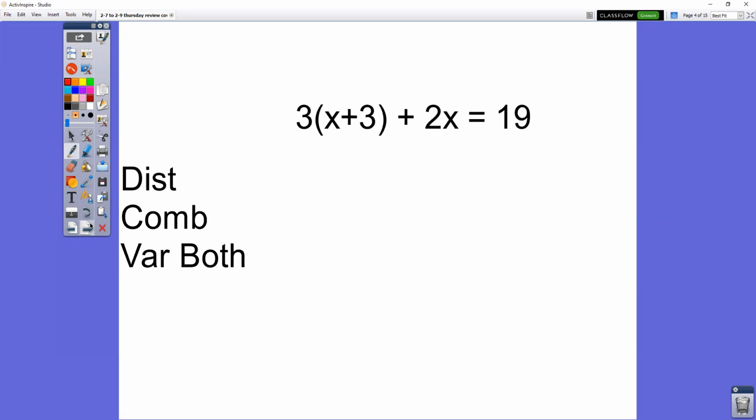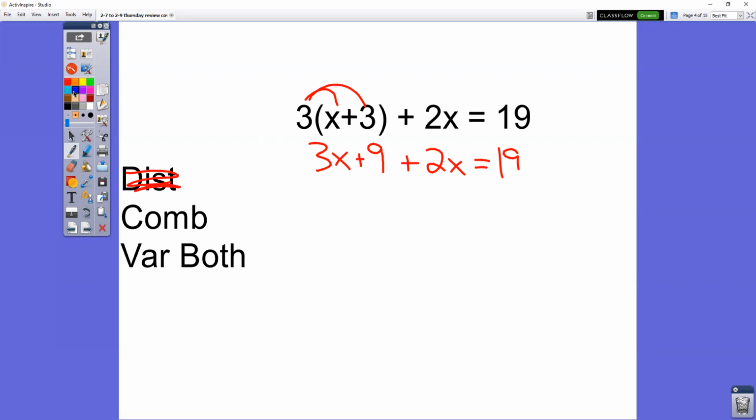So again, when you have these longer equations, you have to follow this order: distributive property, then combining like terms, then variables on both sides. Sometimes you'll have all 3 of them, sometimes you'll just have 2 of them, but you have to go in that order. So with the distributive property, you're looking for parentheses. 3 times x is 3x, 3 times 3 is 9. Bring down everything else that we didn't use yet. So bring down your plus 2x, bring down your equal sign, bring down your 19. We're done with the distributive property.